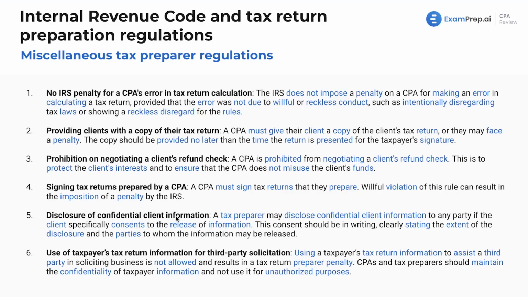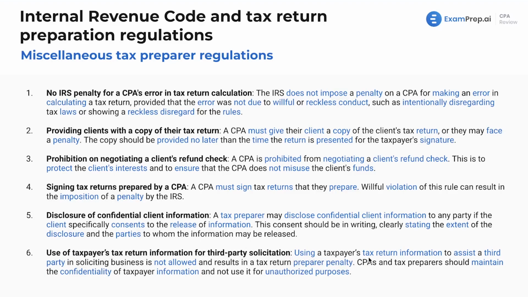Disclosure of confidential client information. We know that's a no-no unless you're required to by law. A tax preparer may disclose confidential client information to any party if the client specifically consents to the release of that information. Makes sense. I mean, it's their information. This consent should be in writing, clearly stating the extent of the disclosure and the parties to whom the information may be released to. And lastly here, the use of the taxpayer's tax return information for third-party solicitation.